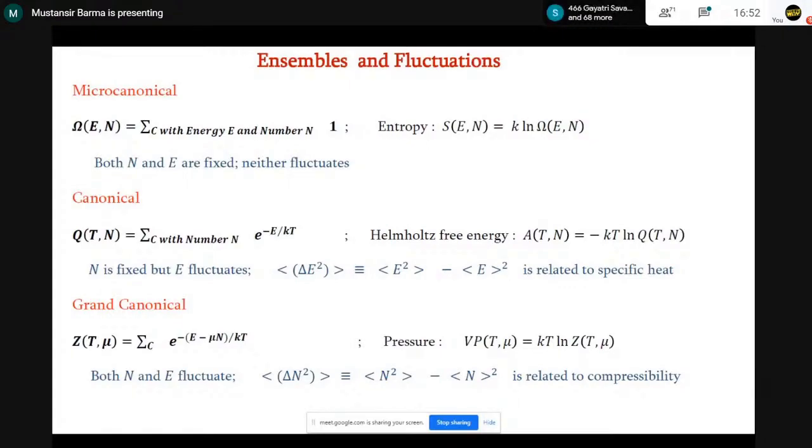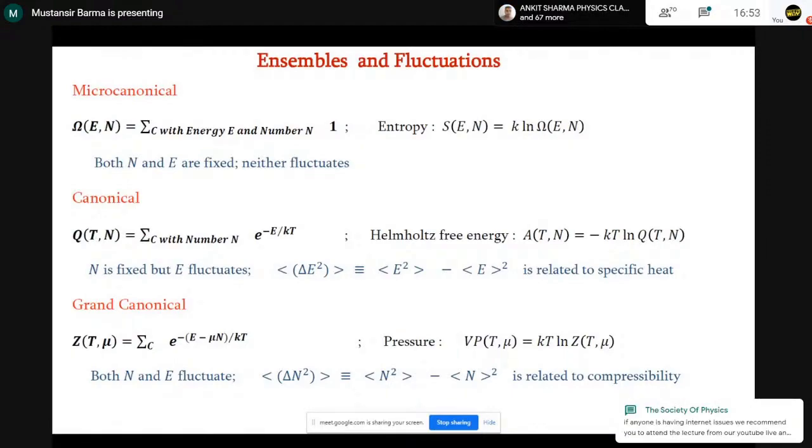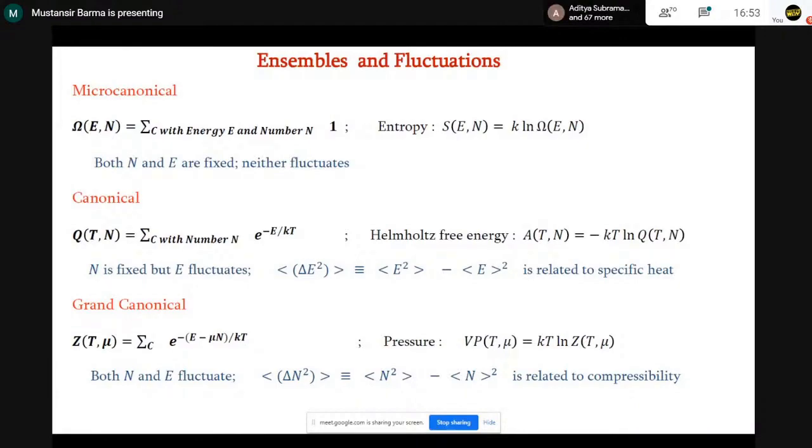On the left-hand side, for instance, look at the formula for capital Q. Q is a sum of all configurations. But it turns out that this sum over all configurations is, in principle, dominated predominantly only by a set of configurations, which is a very small set compared to the full set of configurations. It is dominated by that set of configurations, which has a contribution.